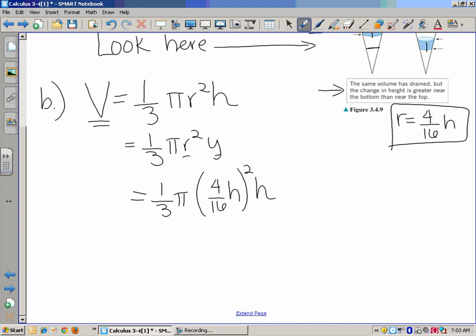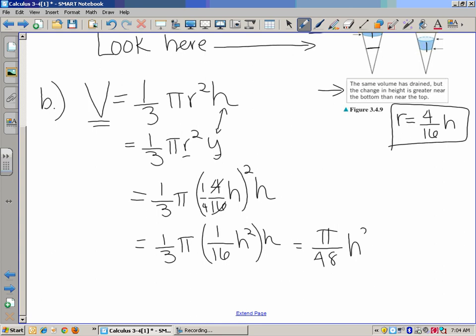Let me make sure you realize, I'm using h, the book used y, so I'm going with h. If I do some algebra, I'm going to get, ooh, this is a big number, 16 over Mr. Clinton's favorite number, 256. I can reduce that to 1/4 in here. So I get 1 over 16, h squared times h. I'm still just doing algebra right now. So I'm going to get pi over 48 h cubed. And now pi over 48 is a constant.